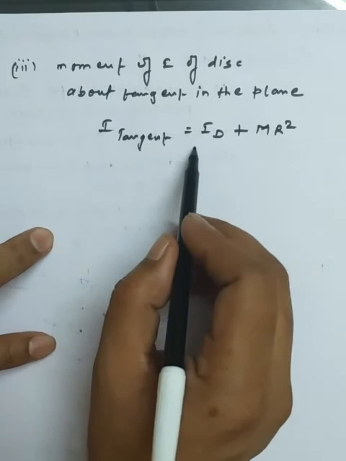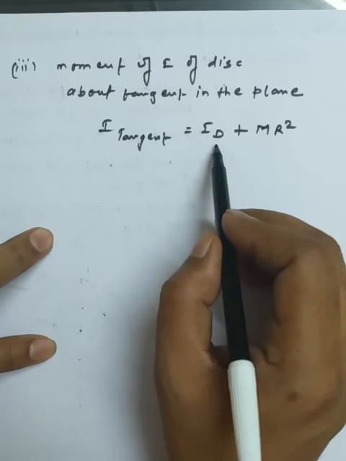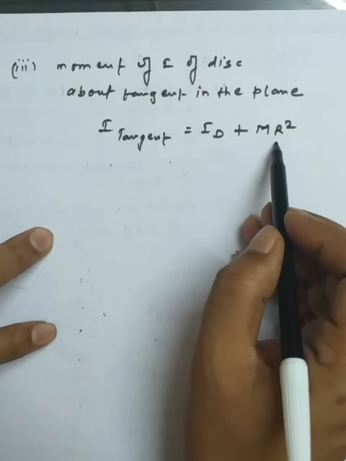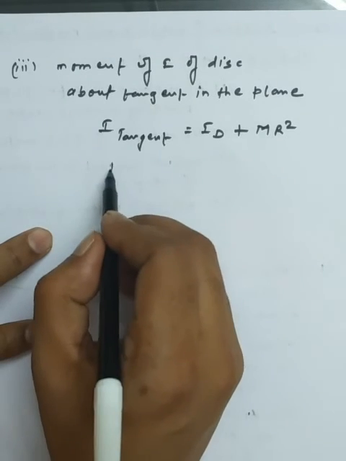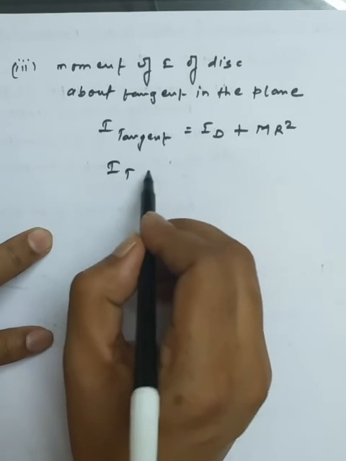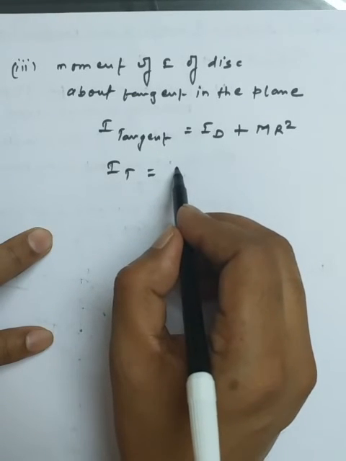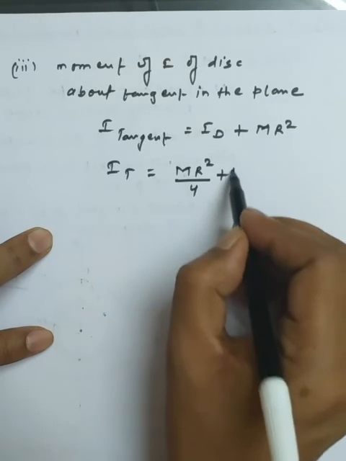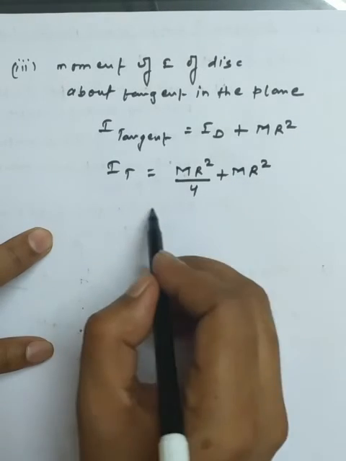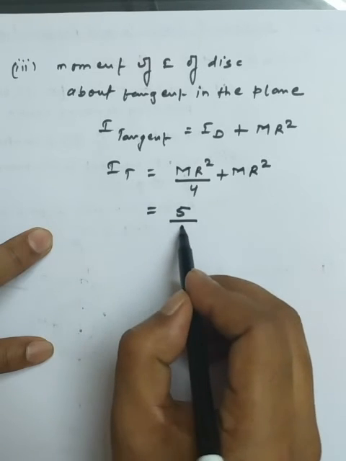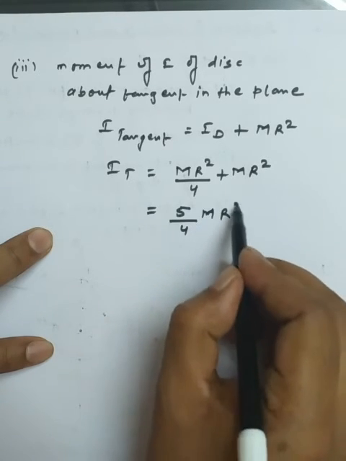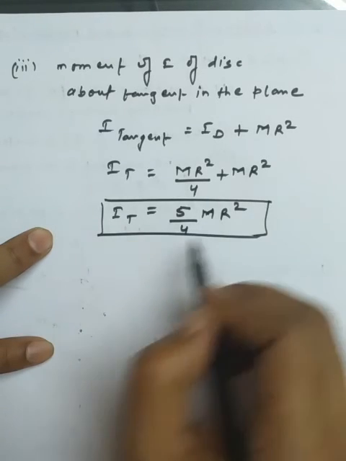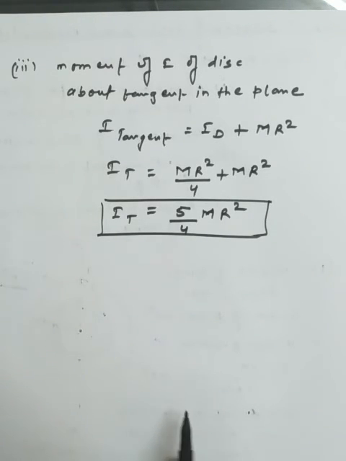Moment of inertia about the tangent is equal to the sum of the moment of inertia about the diameter plus the product of the mass and the square of distance between the two parallel lines. Okay, so I can write I tangent, the moment of inertia about the diameter we have already found, which is MR square by 4, plus MR square. So it comes to 5 by 4 of MR square. So this is the simplest representation of the moment of inertia of a disk about its tangent which is available in the plane of a disk.